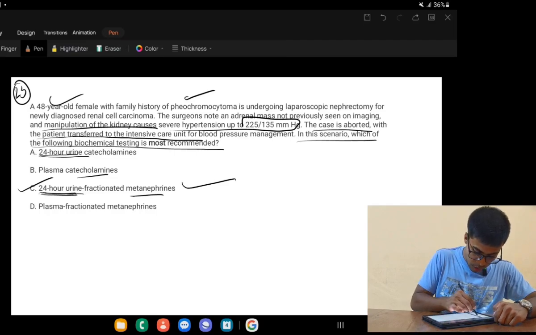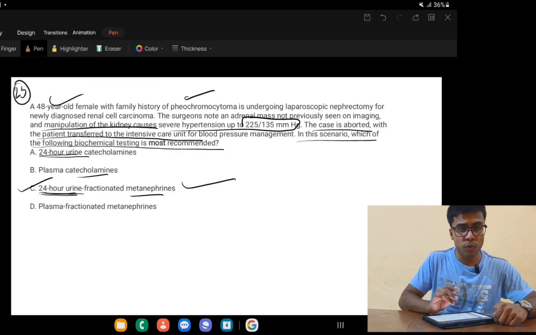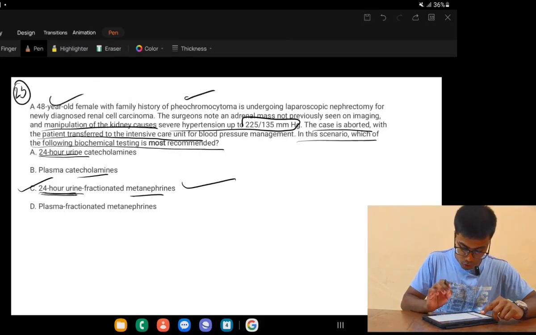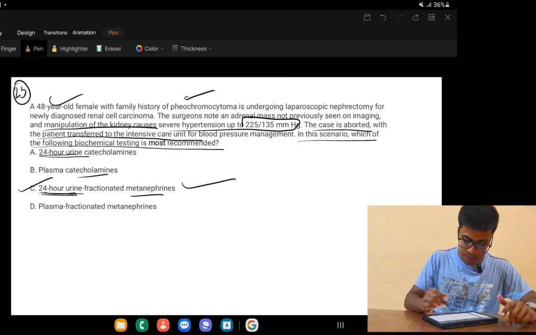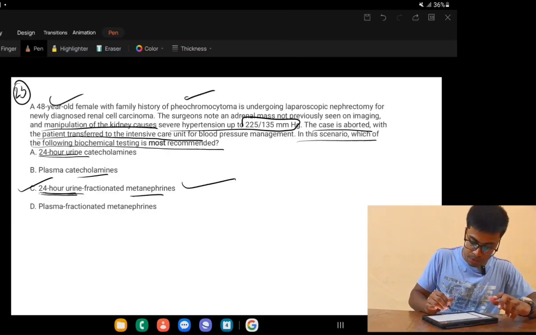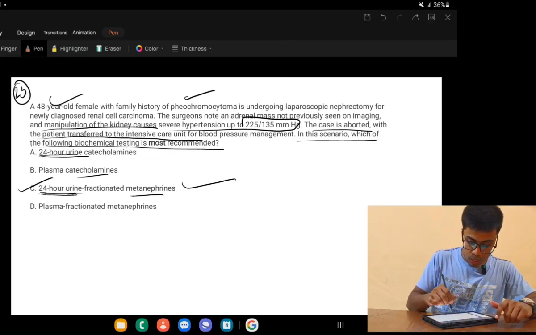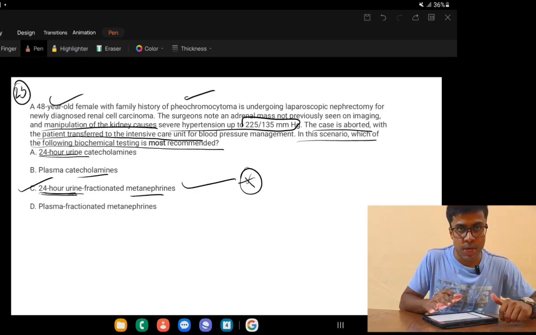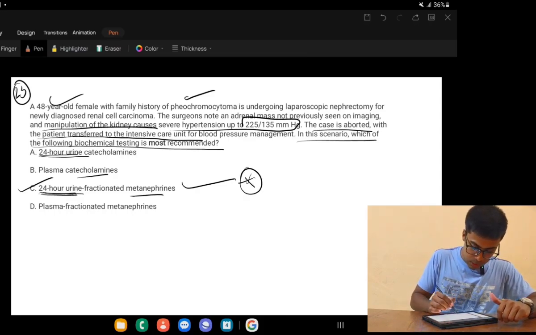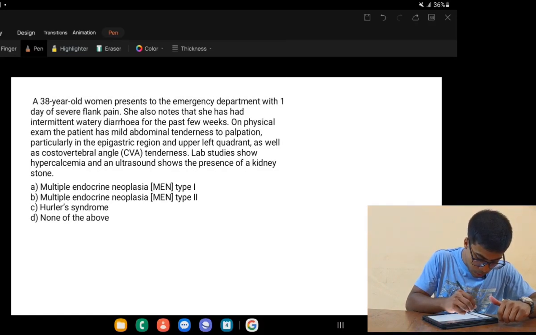Okay, let's move on to the next question. In this question, if you find I am marking it as wrong, there may be different opinions, but according to my research it should be 24-hour urine fractionated metanephrines. You can comment down in the comment section regarding this answer, but according to the research and previous year questions also, this is the answer. Let's move on to the next question, number 24.